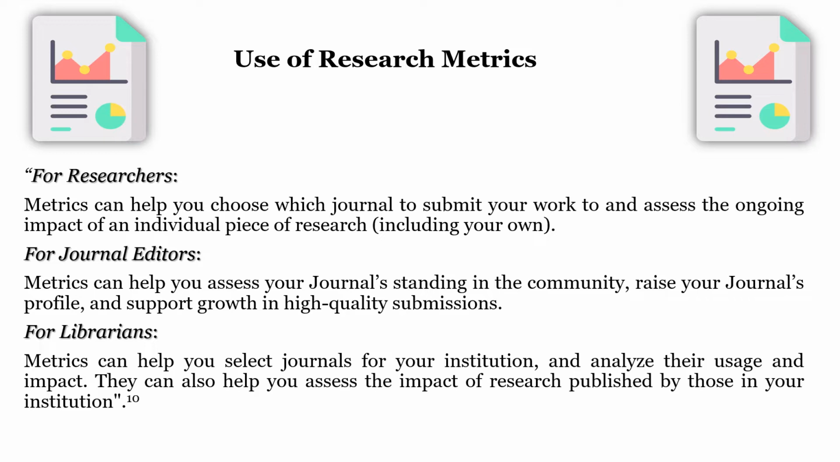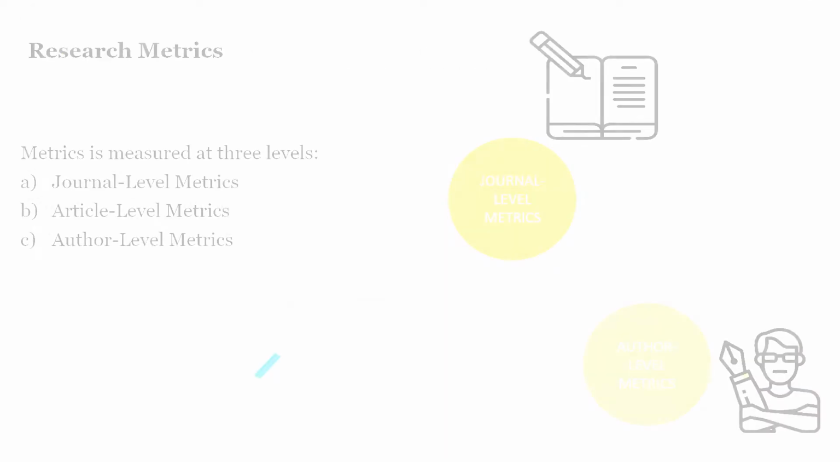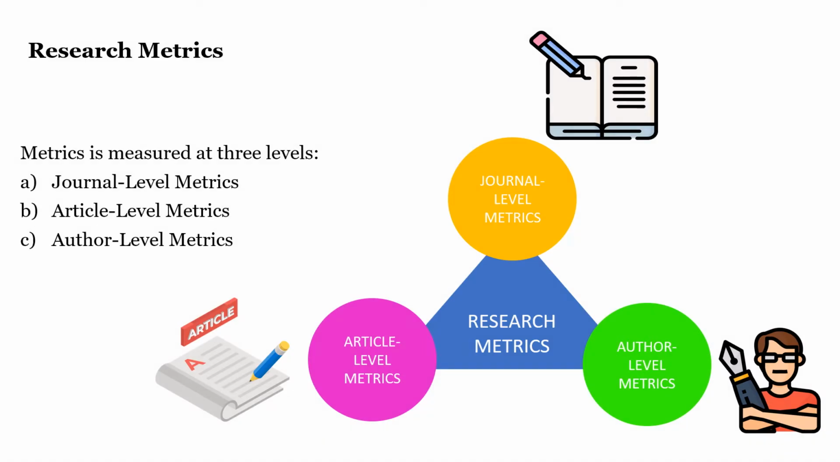From the point of view of librarians, metrics can help you select journals for your institution and analyze their usage and impact. They can also help you assess the impact of the research published by those in your institution. So research metrics can be categorized into three parts. These are journal level metrics, article level metrics, and author level metrics.